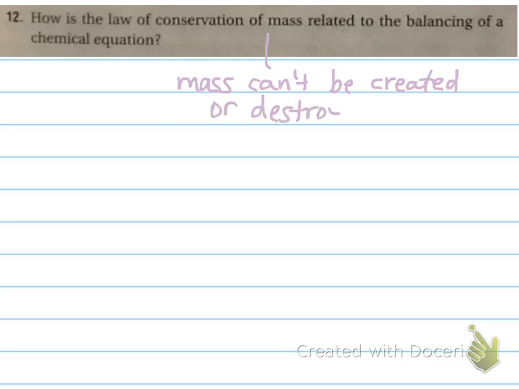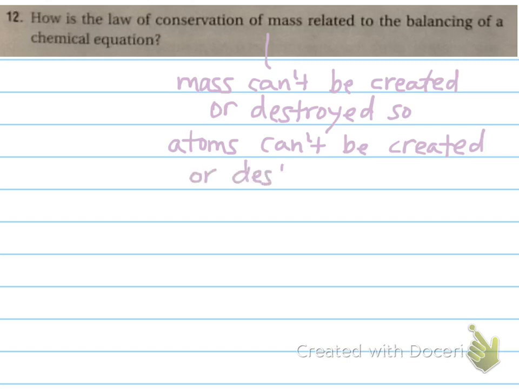Number 12, how is the law of conservation of mass related to the balancing of a chemical equation? Remember, our law of conservation of mass says that mass can't be created or destroyed. What that means is that atoms can't be created or destroyed, because atoms maintain their mass, so we can't create or destroy atoms, or we would create and destroy mass. Therefore, you're going to be atom counters.